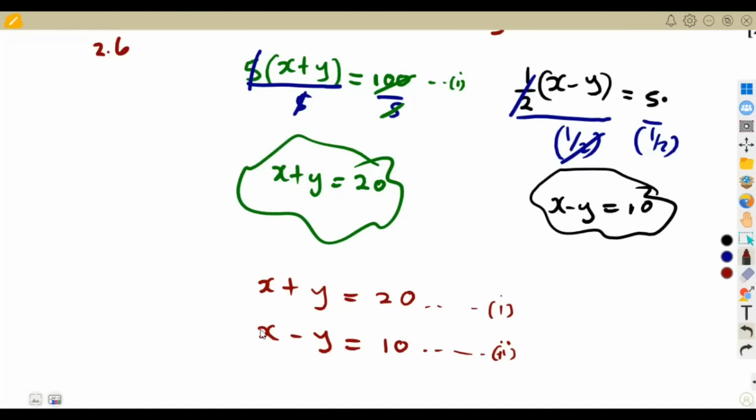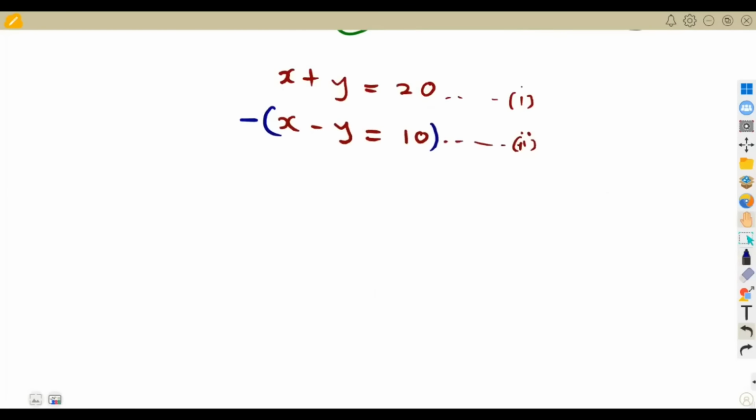It's positive x and positive x, so to eliminate x, I can simply subtract. That's equation 1 minus equation 2, or equation 2 from equation 1. If we subtract here, by elimination we are going to eliminate x. x minus x is 0. We have eliminated x. x is no longer part of our equation.